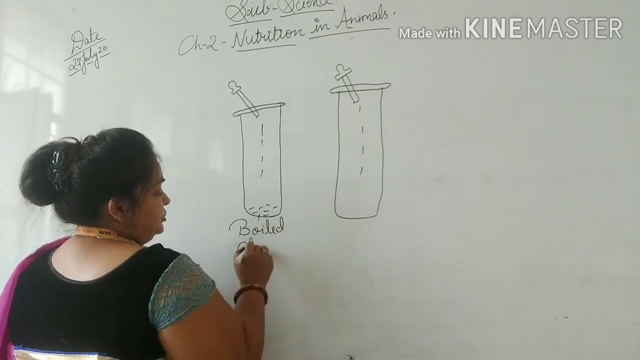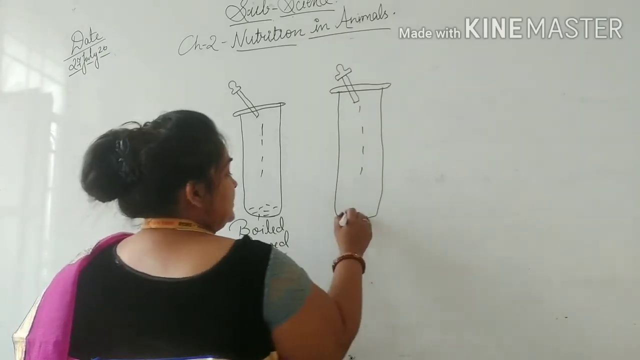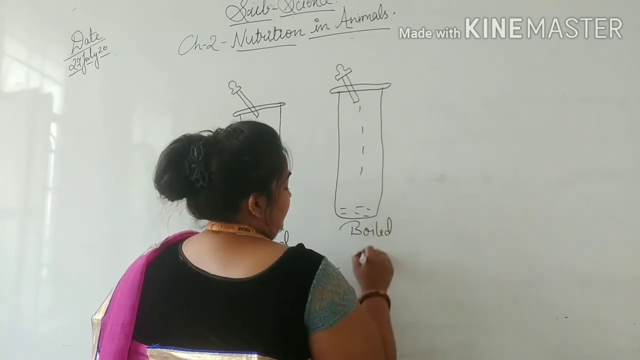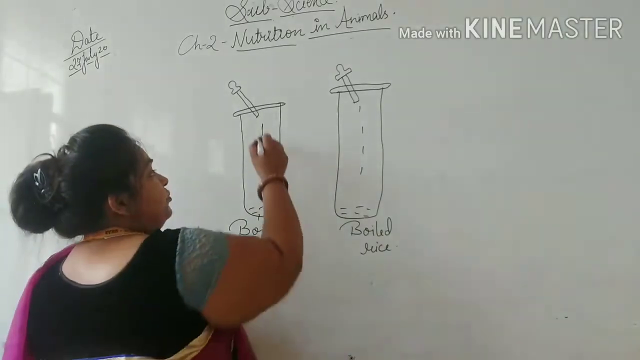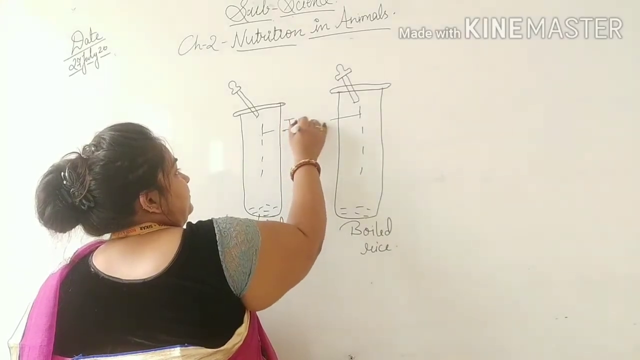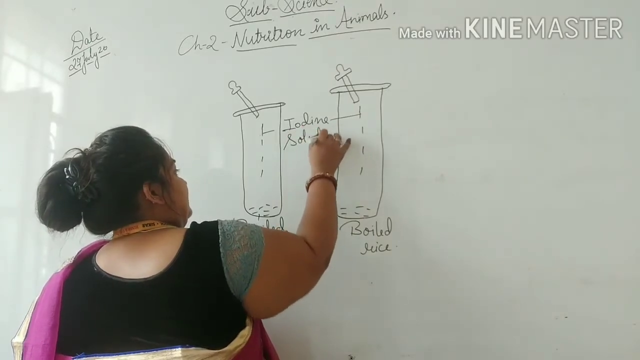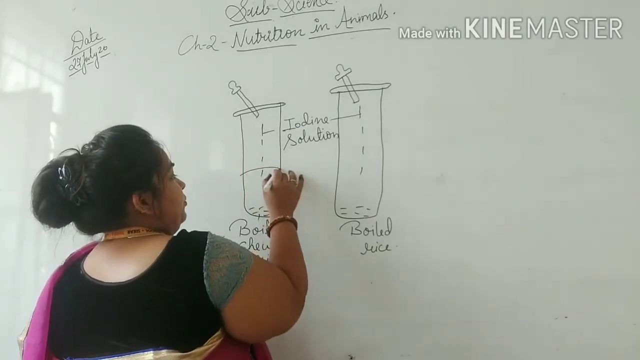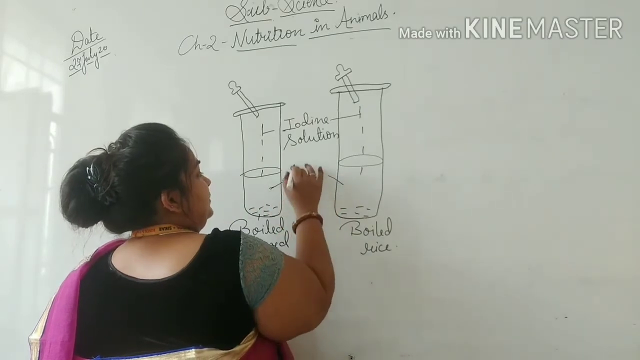Here are some boiled chewed rice, and there's some only boiled rice, not the chewed one. Okay. So now in this, what happens? In both of them, the drops are iodine solution. Iodine solution, and here some water is there in this. Okay, and up till here, water is there.